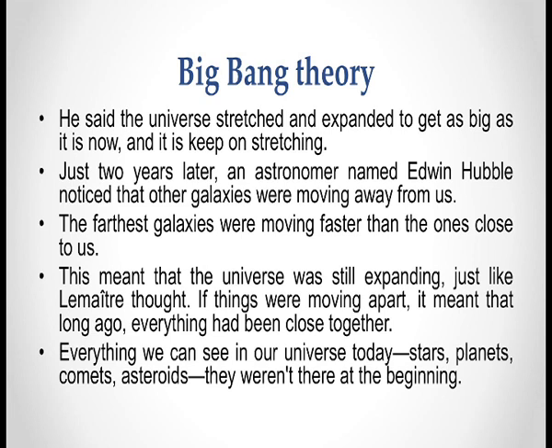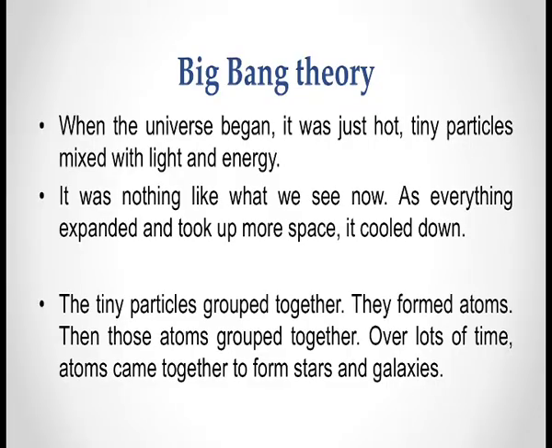Edwin Hubble noticed that other galaxies are moving away from us. The farthest galaxies were moving faster than the ones closest to us. This means that the universe was still expanding, just like Lemaitre thought. If things were moving apart, it means that long ago everything had been close together like a point object. So everything we can see in our universe today, like stars, planets, comets, asteroids, was not there at the beginning. There was only one point object. That point object exploded so that we get all the objects like stars, planets, comets, asteroids.